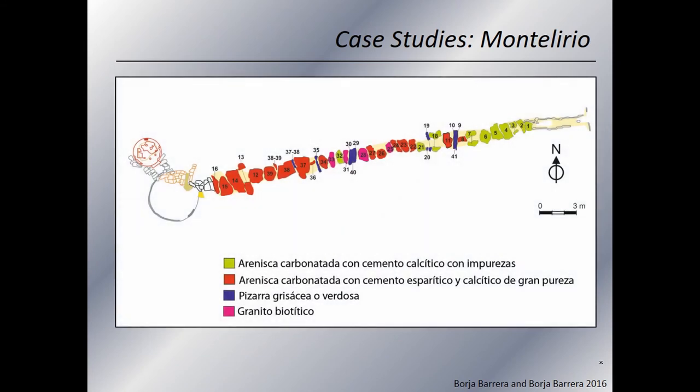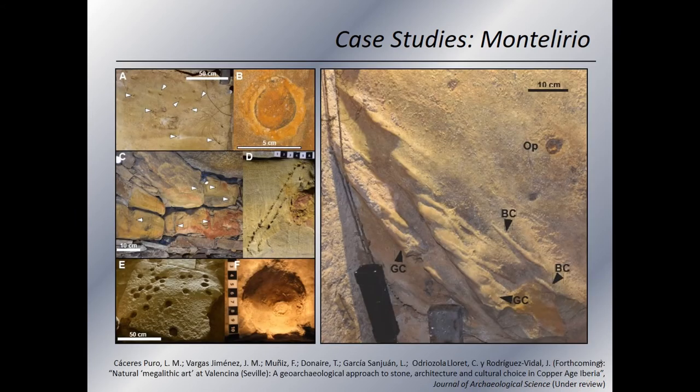So some quick photos and images of Montelirio. The use of building materials here is very interesting. For example, there's a large number of slabs that were used in the corridor that are sandstone. And these sandstones were brought from a very specific location along what was then the sea or the coastline. And we know this because of the presence of several marine mollusks that are lithophages, literally rock-eating mollusks. And this we find in La Pastora as well, which is another megalithic monument nearby.